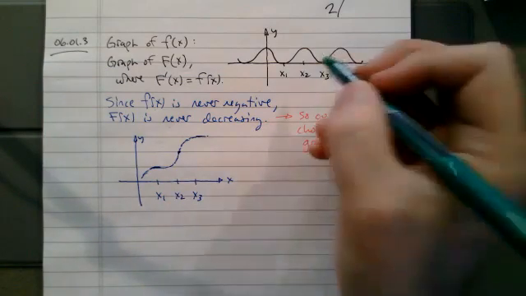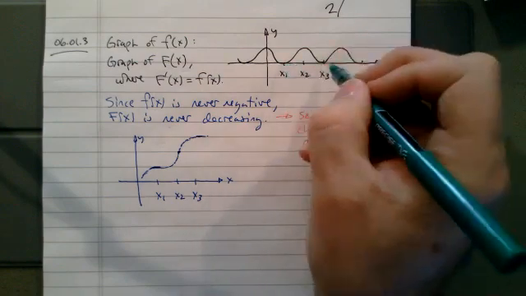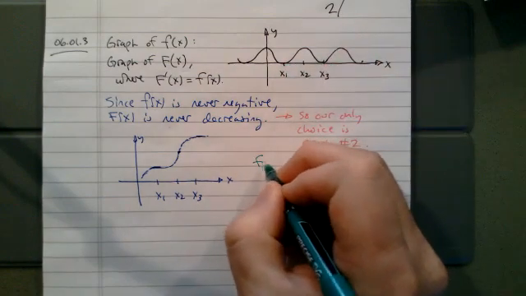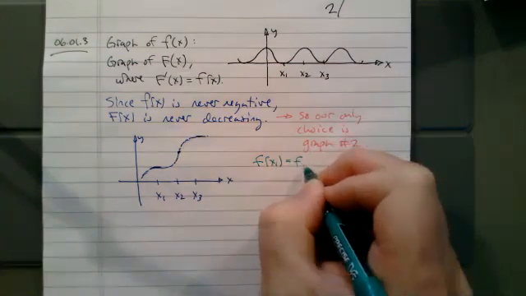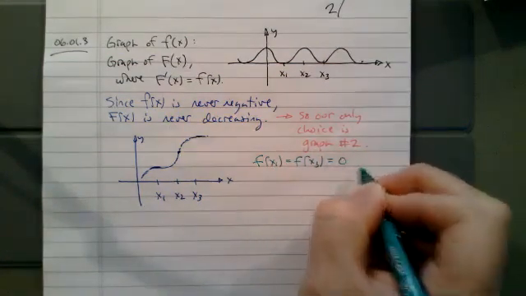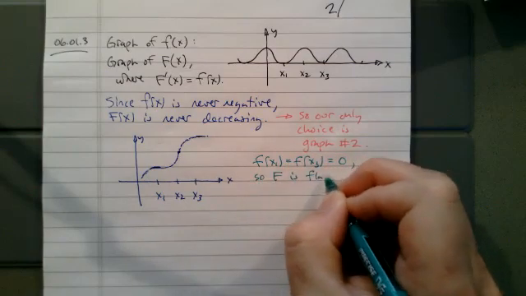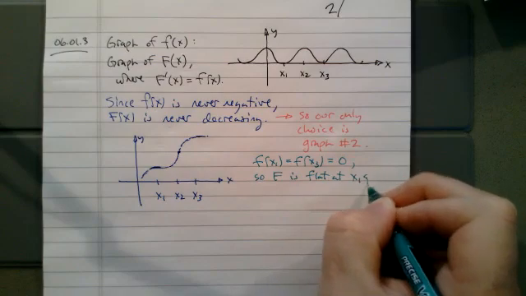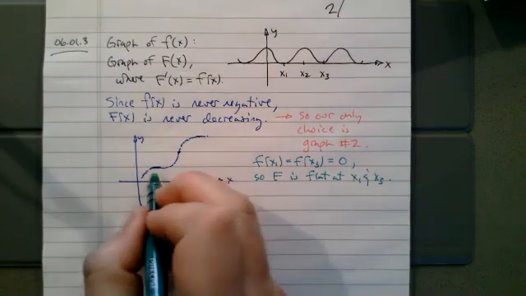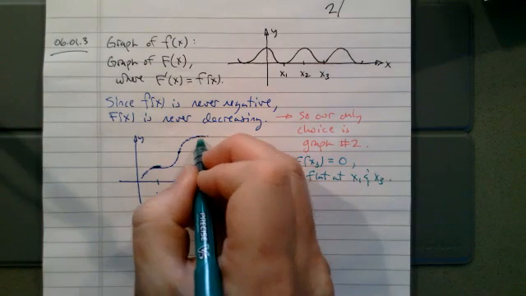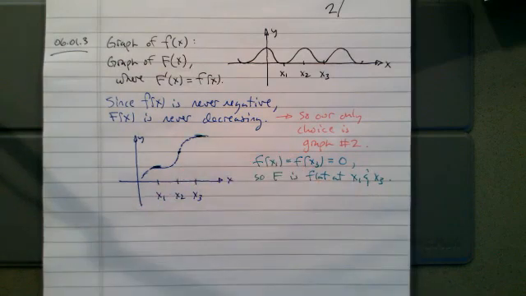So we should observe, since little f is 0 at x1 and x3, so f at x1 and f at x3 are both equal to 0, so capital F is flat at x1 and x3. So flat at those points. Little f is increasing from x1 to x2, so we should draw the graph concave up.